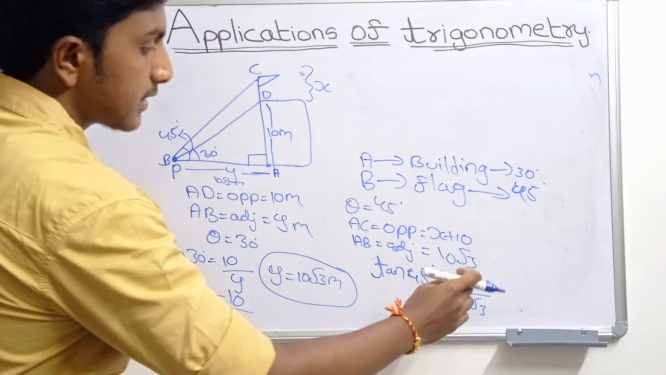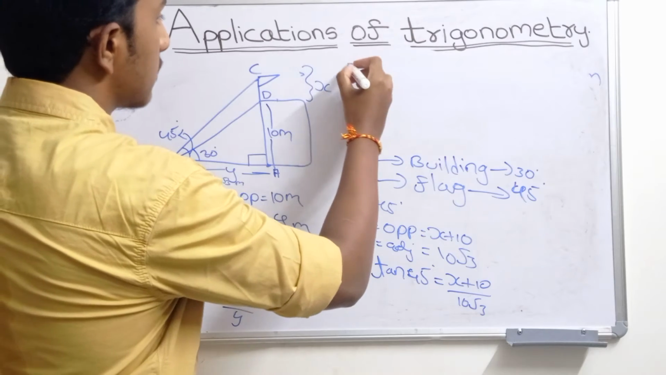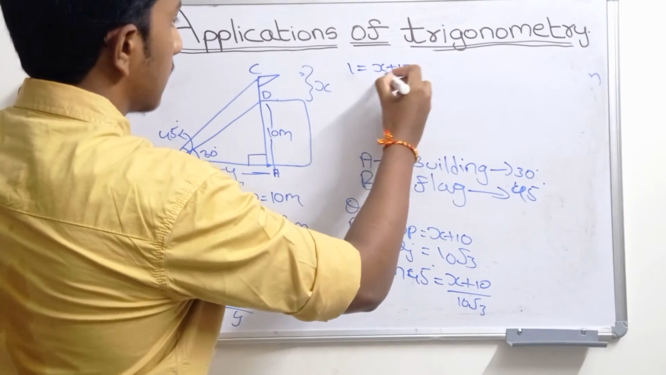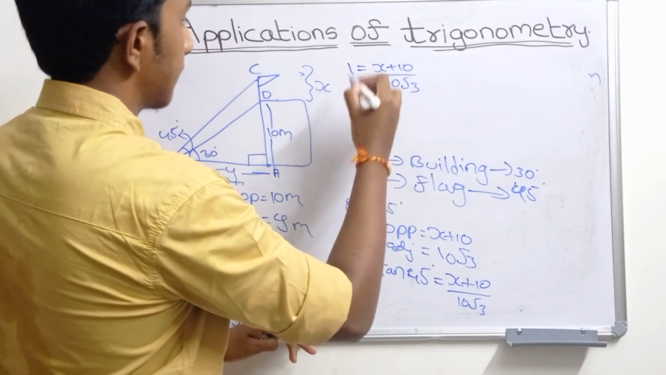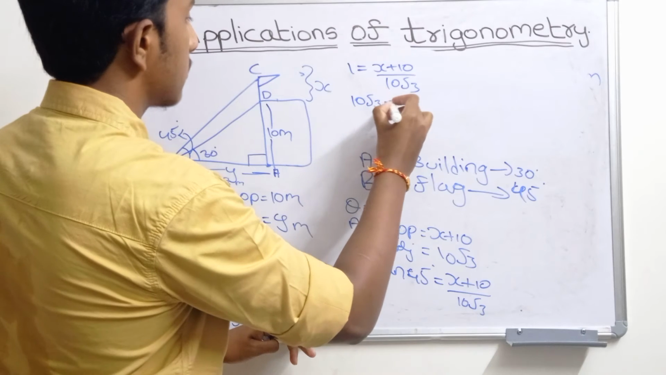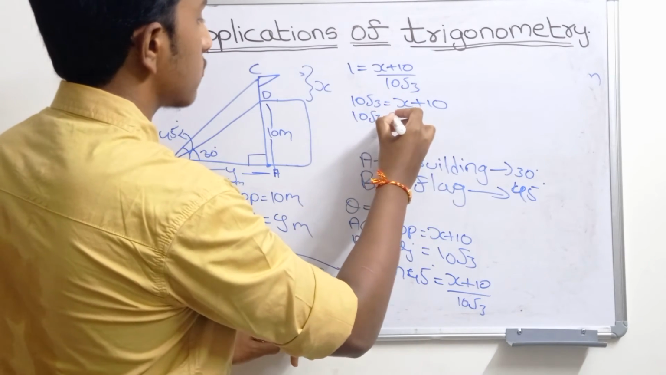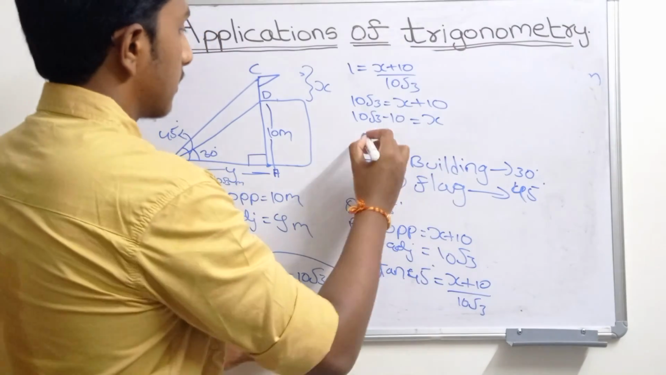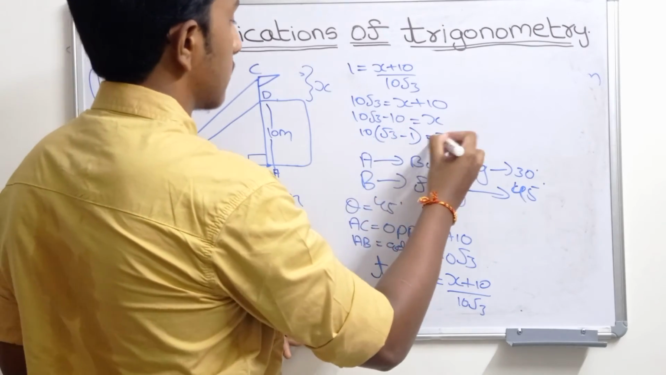Tan 45 degrees is equal to (x plus 10) by 10 root 3. Tan 45 is equal to 1, so 1 is equal to (x plus 10) by 10 root 3. So 10 root 3 is equal to x plus 10. 10 root 3 minus 10 is equal to x. 10 can be taken as common: 10 times (root 3 minus 1) is equal to x.